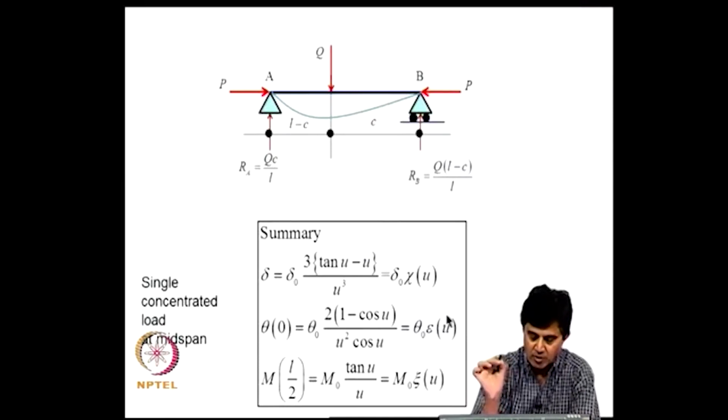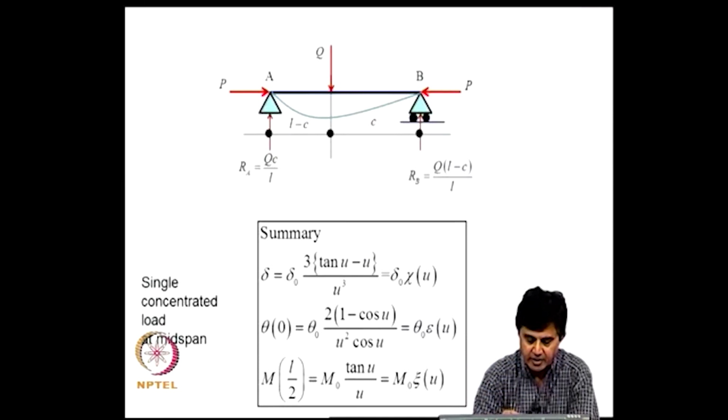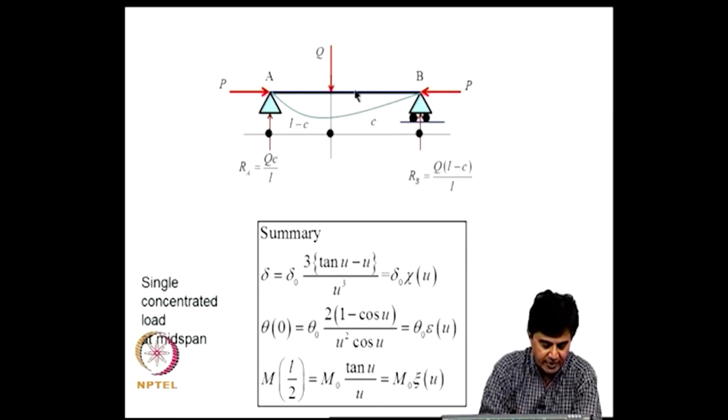So, we considered the problem of a single span beam carrying a concentrated load at a distance c, and we analyzed this problem. We showed that for a single concentrated load at the midspan, the midspan deflection is delta naught, the midspan deflection when p is 0, modified by a function called chi of u, which is 3 (tan u minus u) divided by u cube. Similarly, the slope at the support is the slope when p equals 0 multiplied by a modification function, and similarly the maximum bending moment is modified by this function.